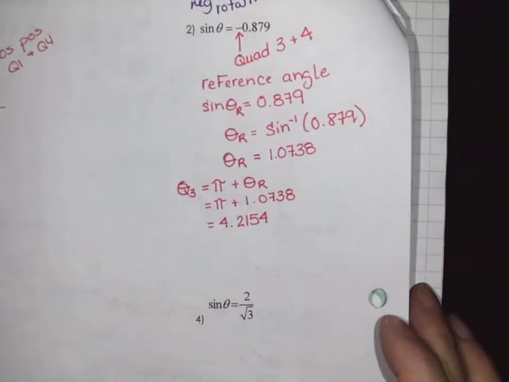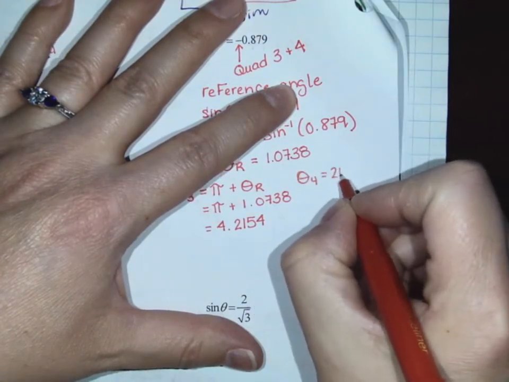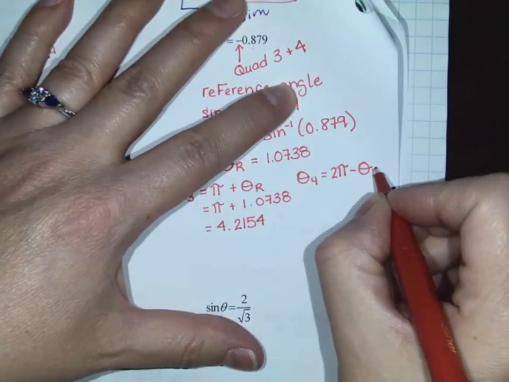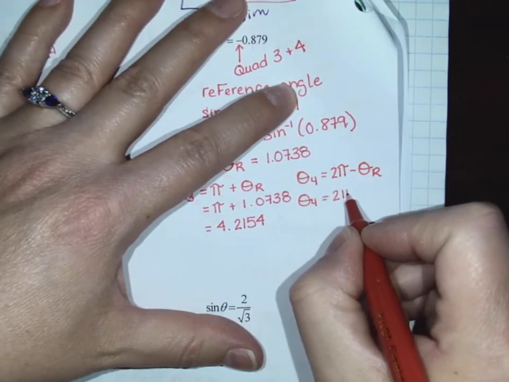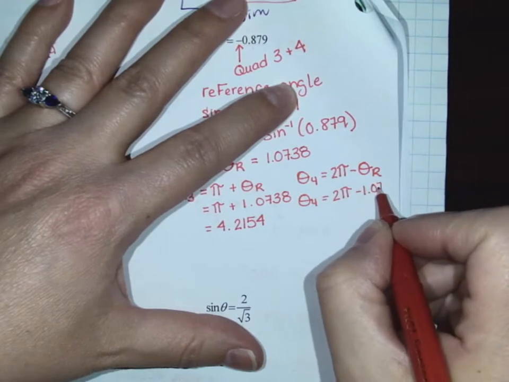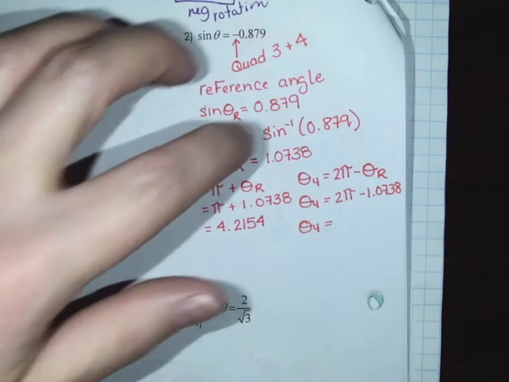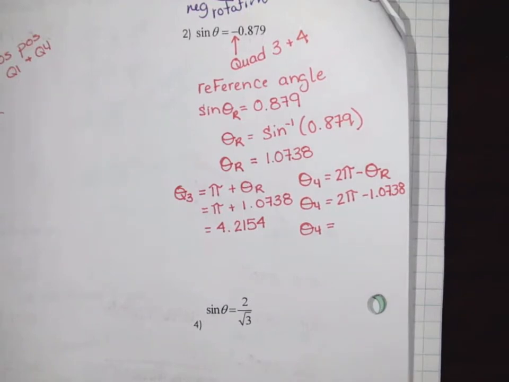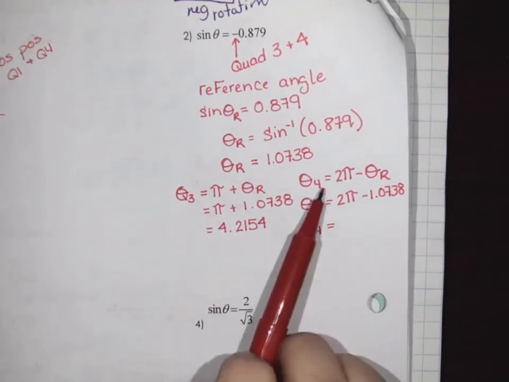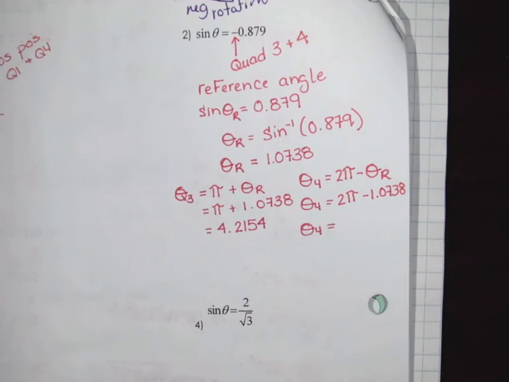Okay, what's the rule for quadrant 4? Why'd you add pi? Oh, because there's two answers? Yep. So you add pi. Because this is the rule for quadrant 3. This is the rule for quadrant 4. The negative told us we were in quadrant 3 and 4. That's why I'm using these rules.